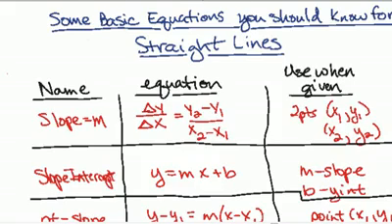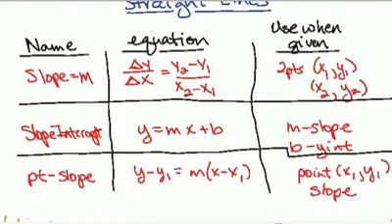Here are some basic straight line equations. The slope formula we just witnessed is the rise over the run, the change in the y's over the change in the x's, and you need two points in order to do that. So try to keep them in the same order. Don't mismatch the x values.